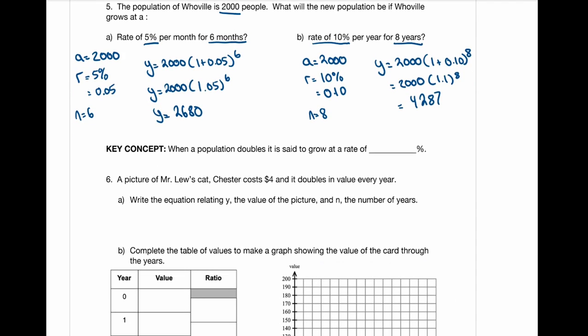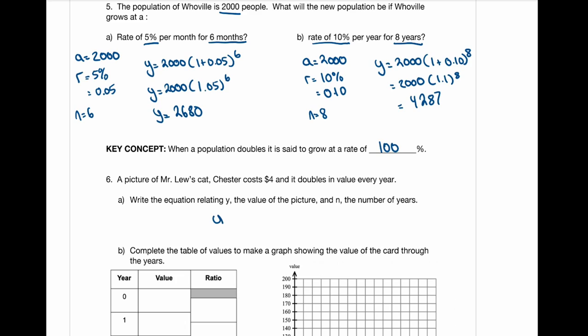Looking at a key concept, or just a specific term that we should be looking at: when a population doubles, it is said to grow at a rate of 100%. So if we're talking about doubling something, it's growing by 100%, or adding on an extra amount of that value. So a picture of Mr. Lou's cat, Chester, costs $4, and it doubles in value every year. Write the equation relating y, the value of the picture, and n, the number of years.